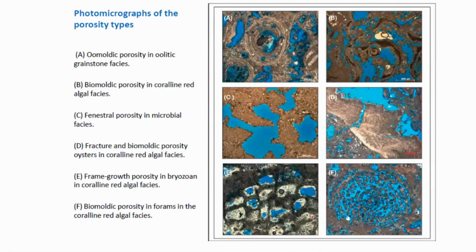Photomicrographs of the porosity types. Here you can see different types of secondary porosity: oomoldic porosity in oolitic grainstone facies, biomoldic porosity in coralline red algal facies, fenestral porosity in microbial facies, fracture porosity, framework growth porosity, and biomoldic porosity.